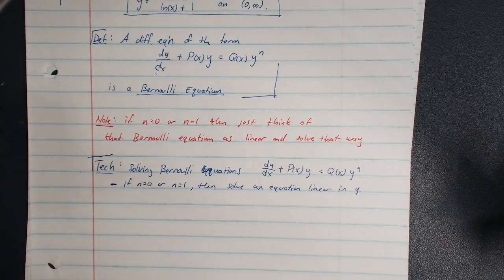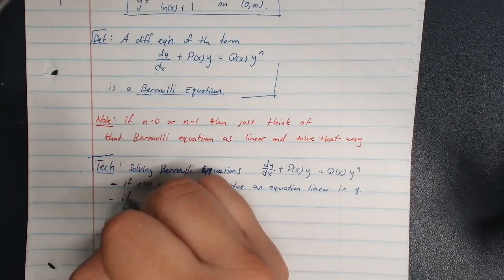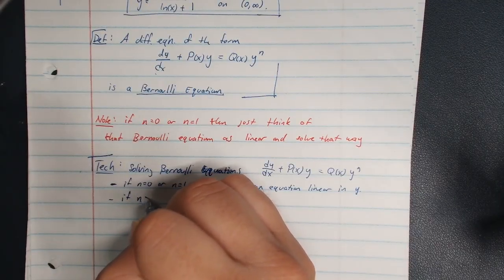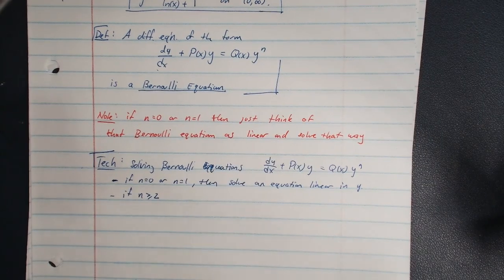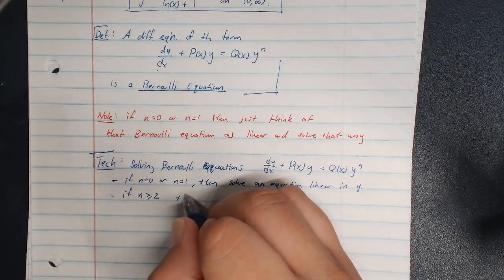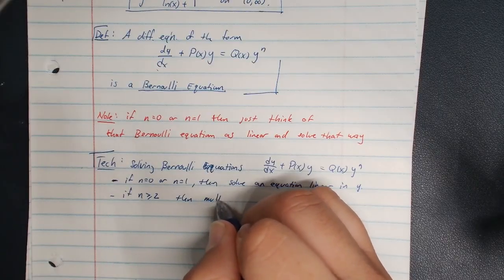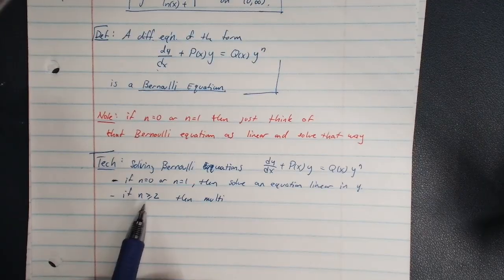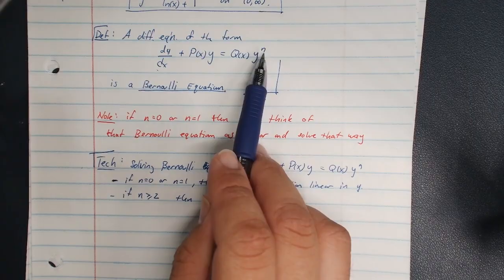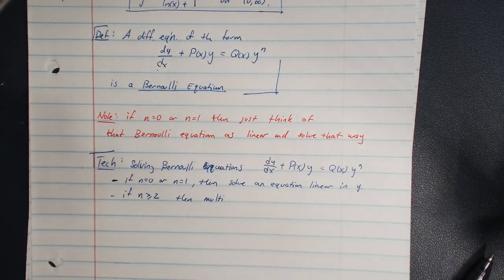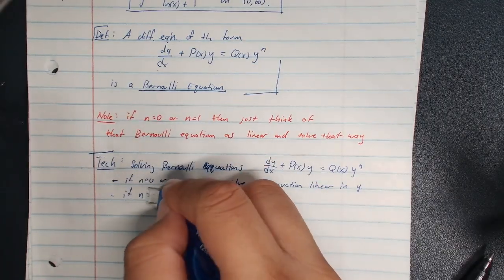And just be done with it there. However, if n is greater than or equal to 2, then we're going to multiply on both sides. Oh, I shouldn't even say greater than or equal to 2, because technically this n can be negative, right? So I shouldn't even say that. I should just say if n is not equal to 0 or not equal to 1.